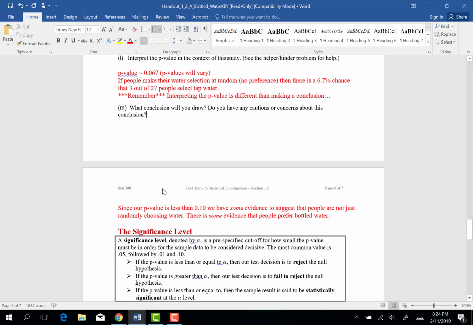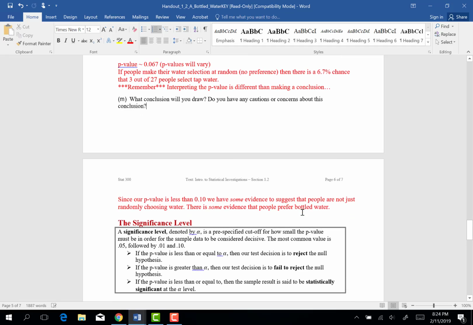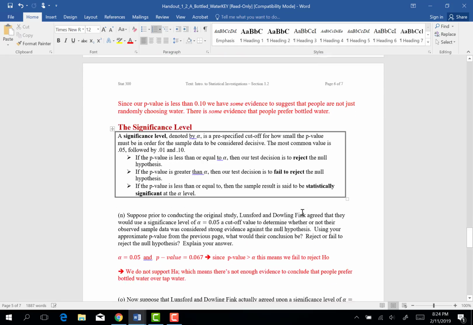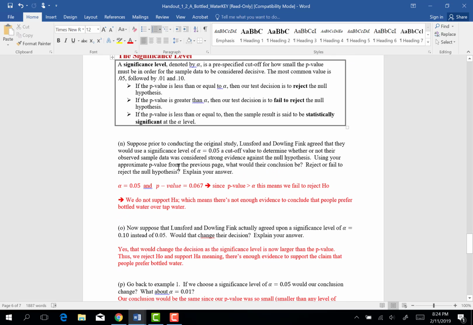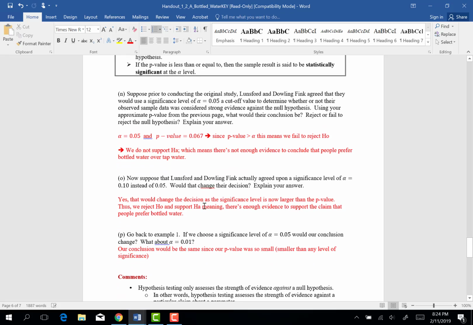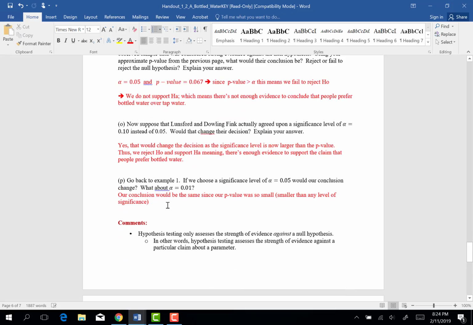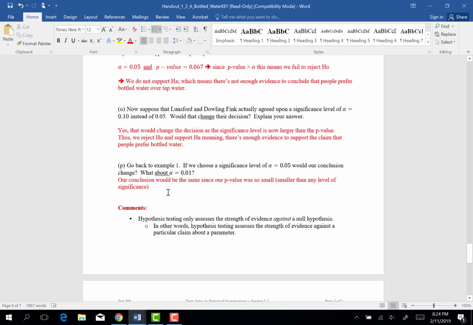And so that's why you'll notice here, since our p-value is less than 0.10, we have some evidence to suggest that people are not just randomly choosing water. That means there's some evidence that people prefer bottled water, but we don't have strong evidence. And so here I talk about the significance level of the p-value, and what if we set it at 0.05? And this one refers to the friend versus foe study.